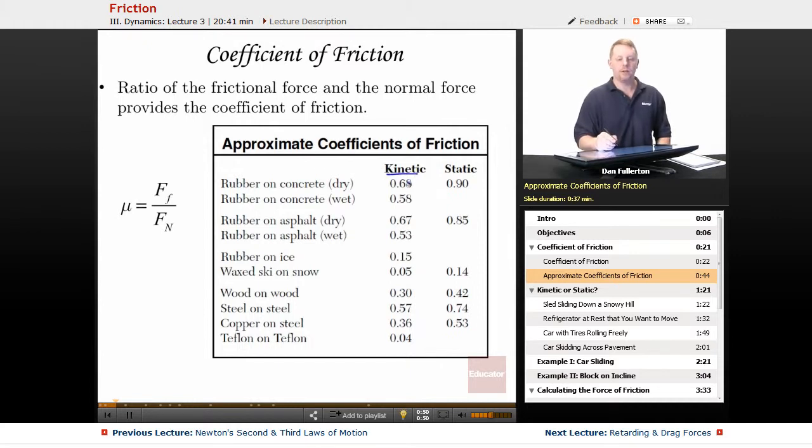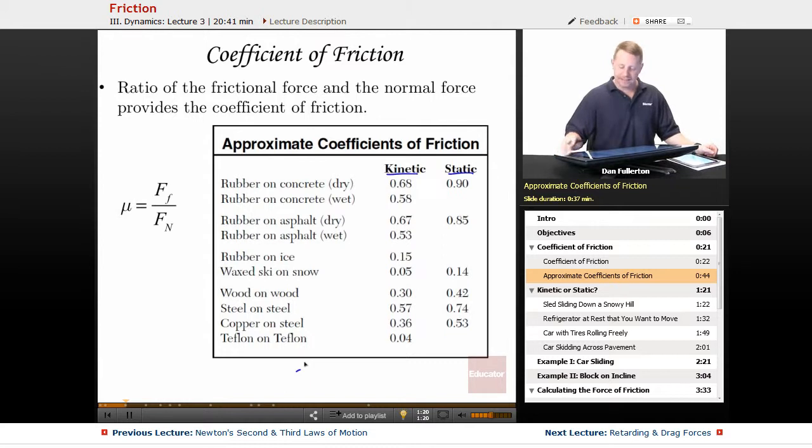Kinetic friction is objects that are sliding against each other. Static friction is objects that are not sliding against each other. So rubber on dry concrete, for example, has a kinetic coefficient of 0.68 and a static coefficient of 0.9. That means once it's moving, once it's sliding, it has less friction than it does in trying to get it to start sliding. Pretty common to see a static coefficient of friction larger than the kinetic coefficient of friction.